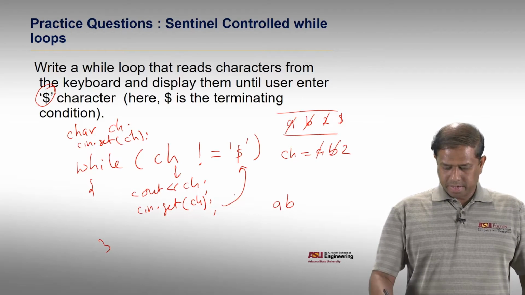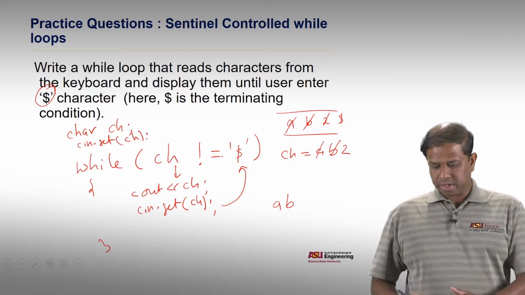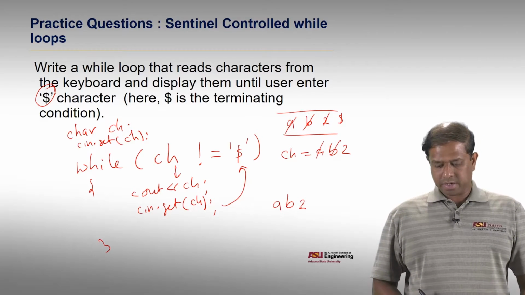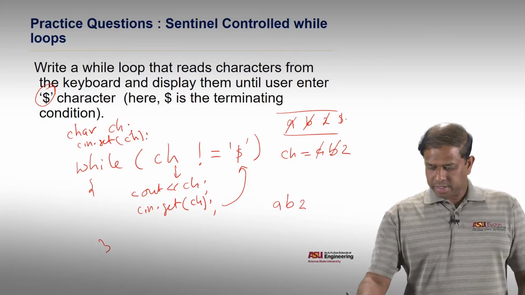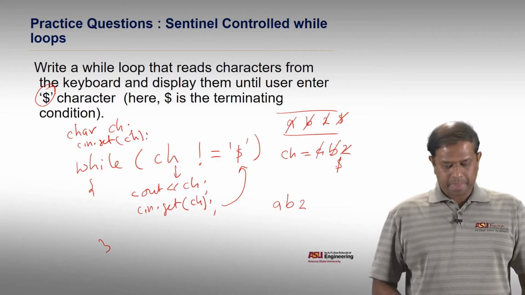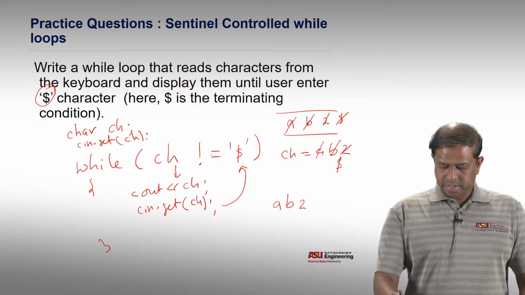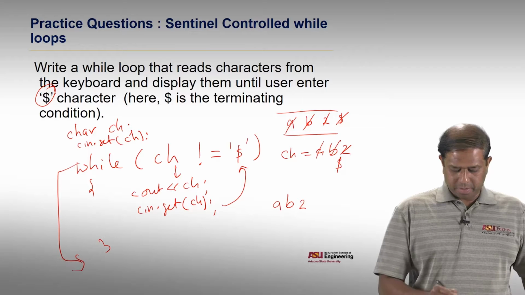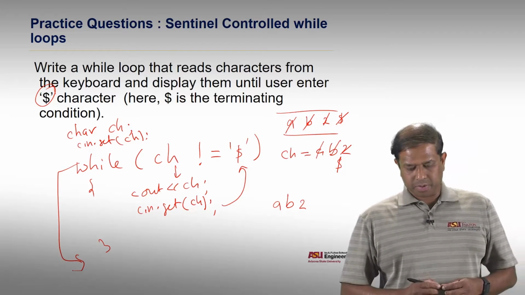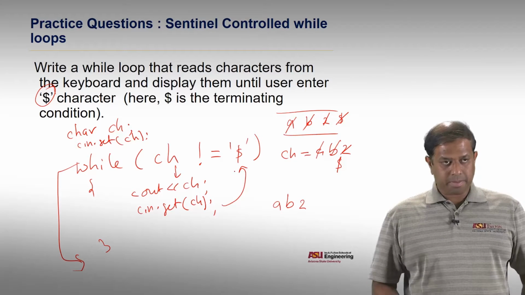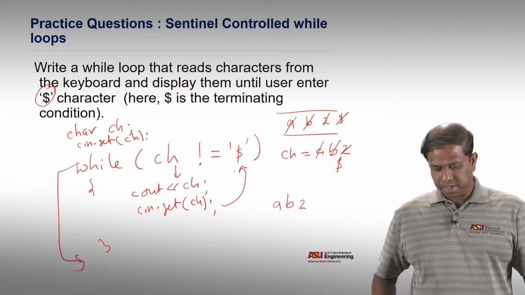When you go back, 2 not equals to the $ sign is also true, so we display 2, and then read the next character. Now the next character happens to be the $ sign. When you go back, ch not equals to $ sign fails, so we get out from the loop. So that's how this loop works. Always when you have a sentinel, the sentinel is represented as the terminating condition.